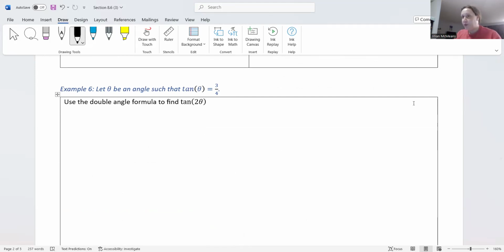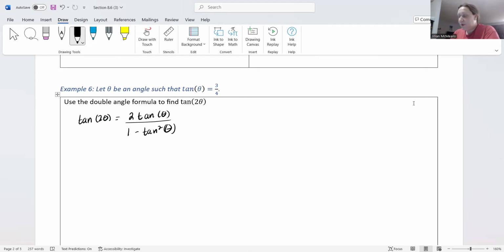But before we get into all of that, let's remind ourselves what the formula for tangent of 2 theta is. Okay? So we know from earlier, the previous video, we found that tangent of 2 theta was equal to 2 times tangent of theta all over 1 minus tangent squared theta.